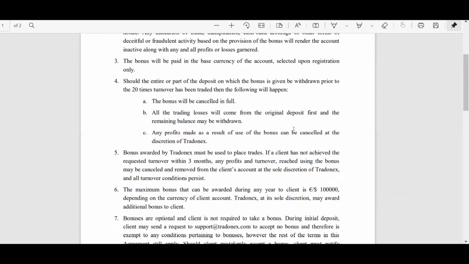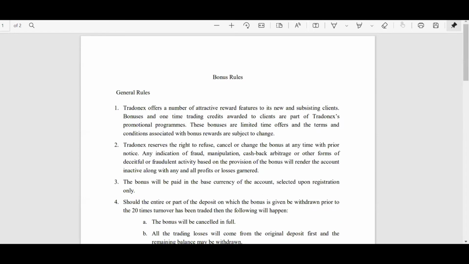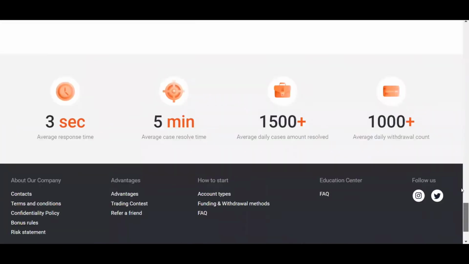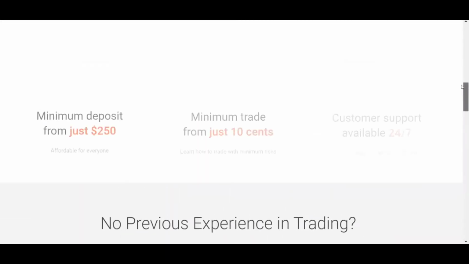Okay, so that's kind of important there. So one important thing here, I wouldn't pay attention to 20 times over, but what I will say, going back to right here, is all the trading losses will come from the original deposit first, and the remaining balance may be withdrawn. So that could confuse a lot of people. And what I'm going to do here is go back up to the screen to explain another part.